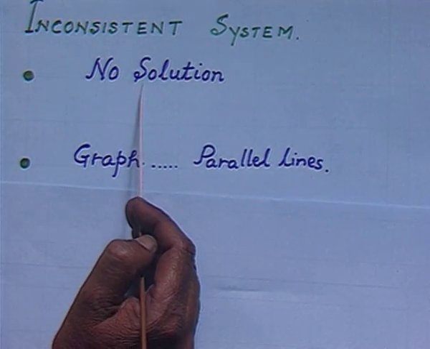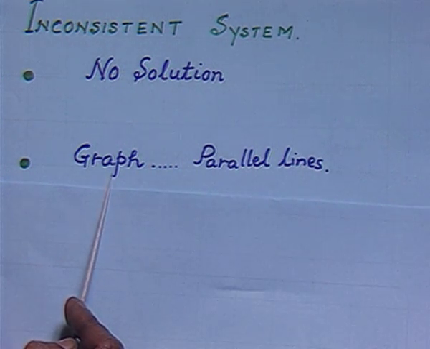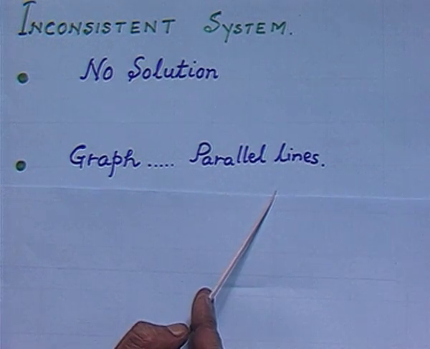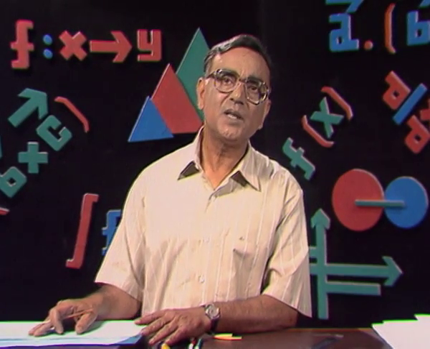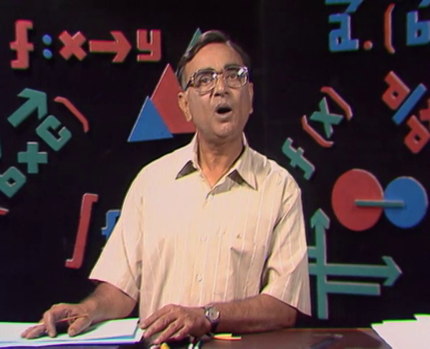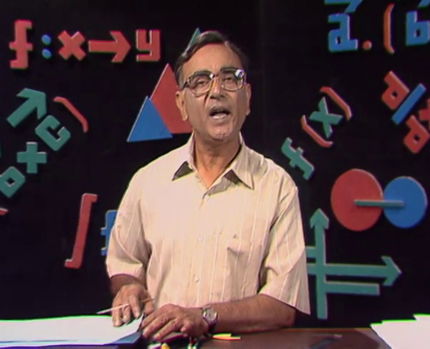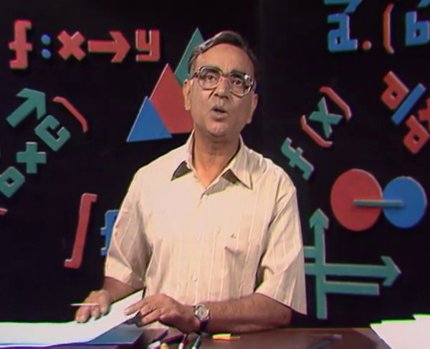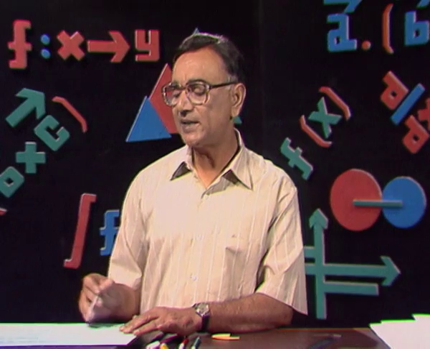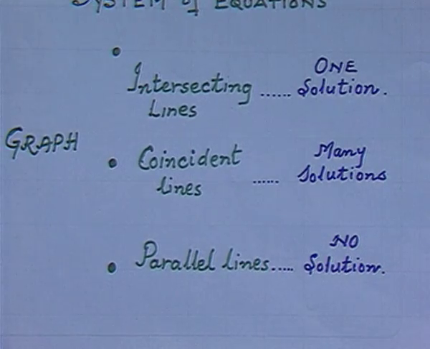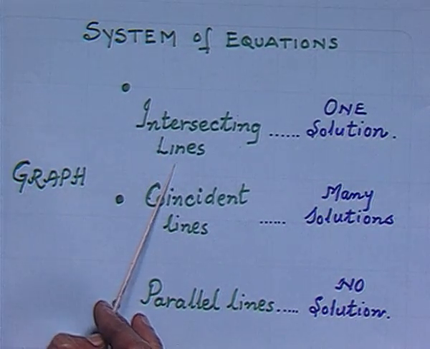So a system having no solution will be termed as inconsistent system, and if we happen to plot the graph for such a system, this will be parallel lines. So here we found that basically there are 3 types of systems: the consistent with one solution, or a system having infinite solutions is also consistent, and if we have a system which has no solution, that is called an inconsistent system of equations. So once again let us revise what is a system of equations.